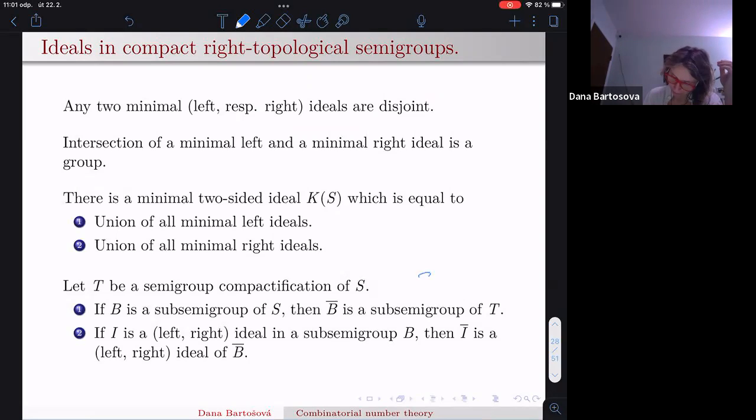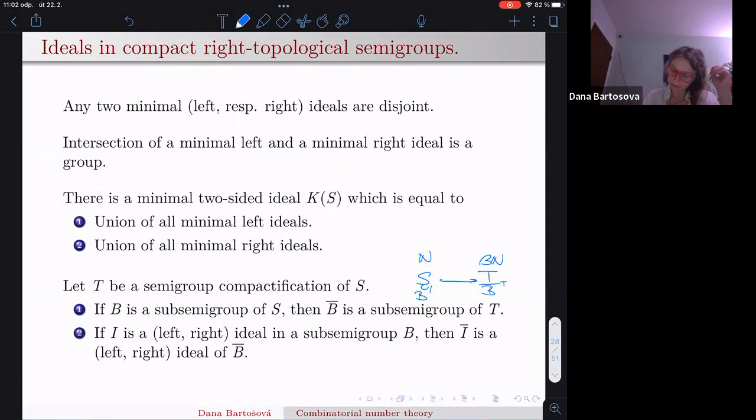If I can embed a semigroup into a compact semigroup, so think of natural numbers and beta n, but we will have a little bit of modification of what my semigroups are. So if I now have a subsemigroup of S, then I can look at its closure in T, topological closure in T, and it turns out that it's still going to be a subsemigroup. So the right continuity is going to be enough. And the fact that elements from the semigroup itself give you also left continuity.